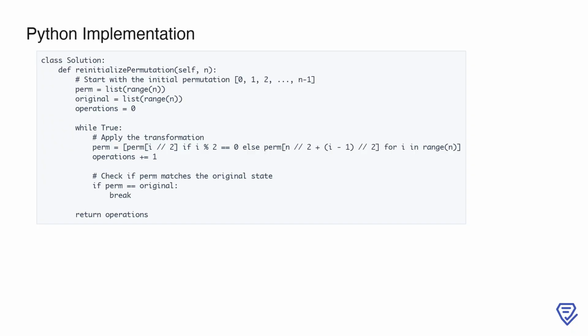This approach ensures correctness by directly simulating the process step by step. The time complexity is n*k, where k is the number of operations until the original state is reached. The space complexity is O(n), due to the storage of the permutation list. This solution is efficient for the given constraints and provides an accurate result for any even-sized permutation.